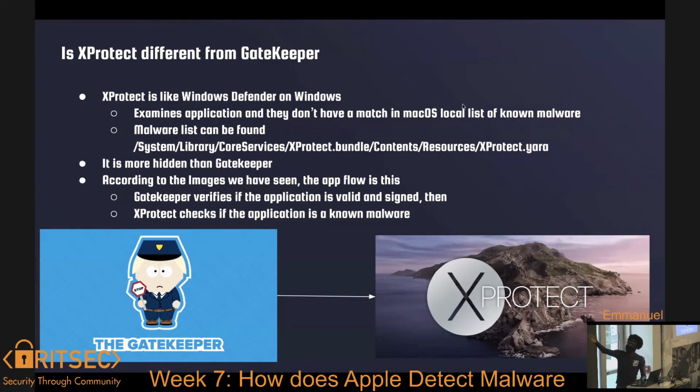And it's pretty much hidden from everyone because Gatekeeper is what you see, but the whole Xprotect is behind the scenes. You have no clue. I had no clue until like a week ago. So the way I see it is Gatekeeper first checks signatures and all that stuff. If everything is good, then the next step is Xprotect. Yeah, what else?